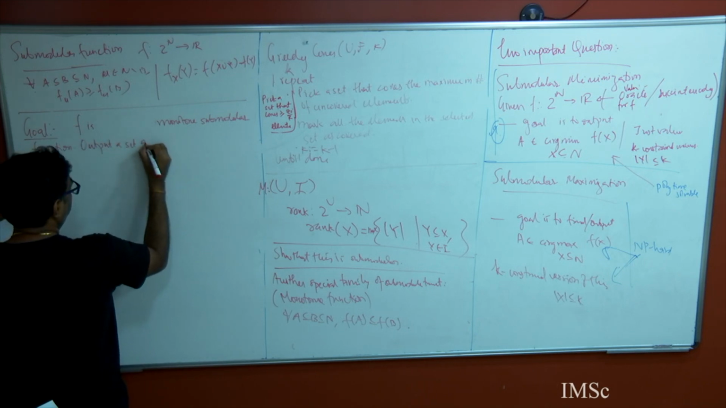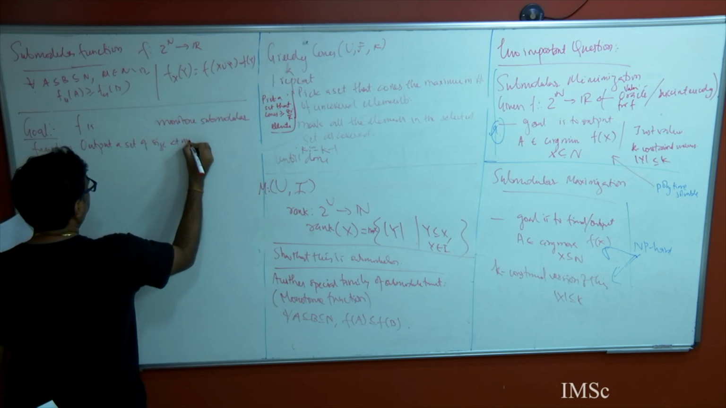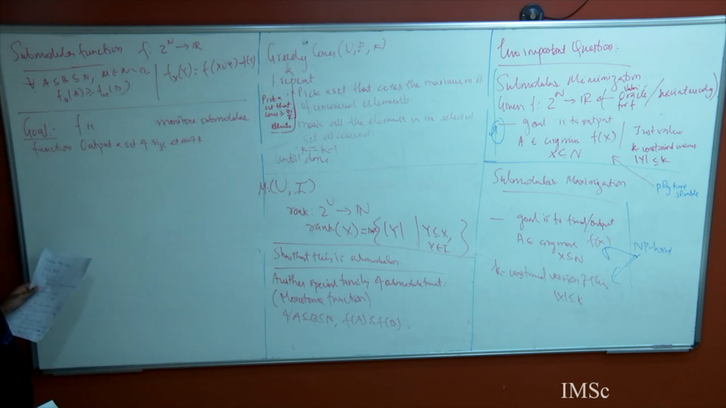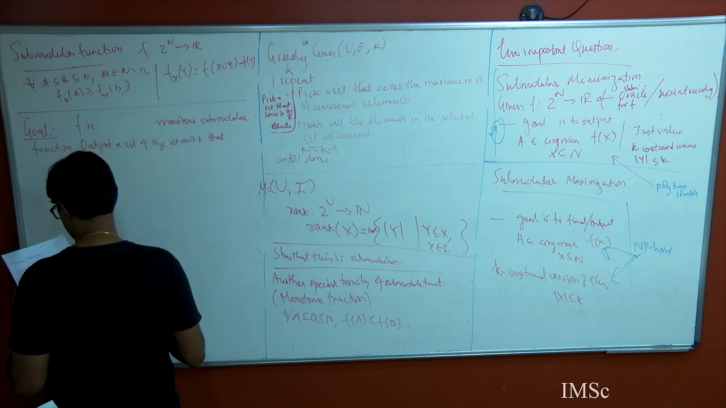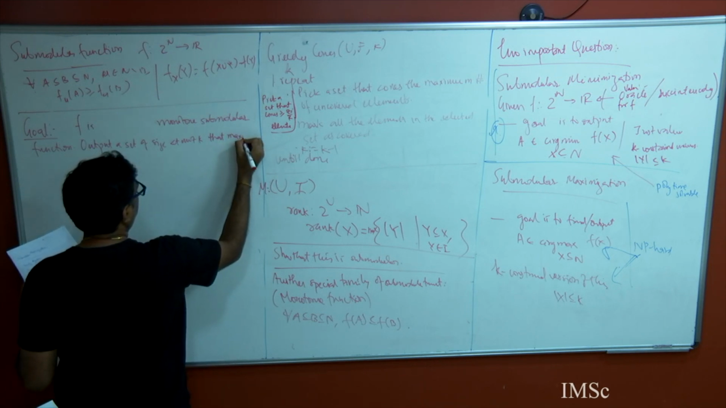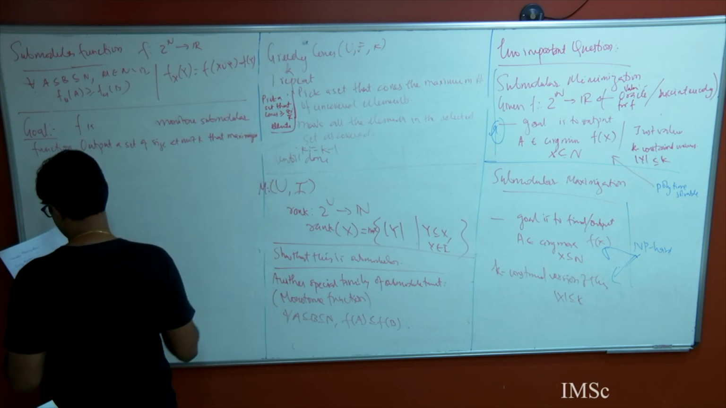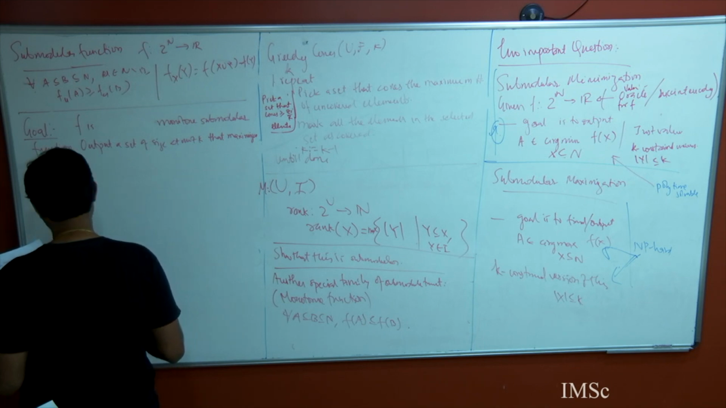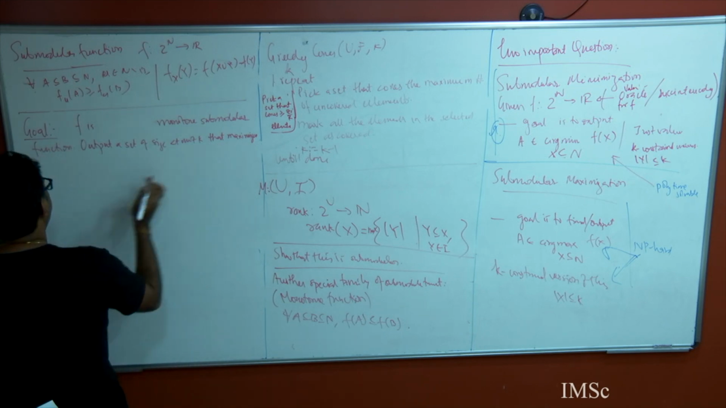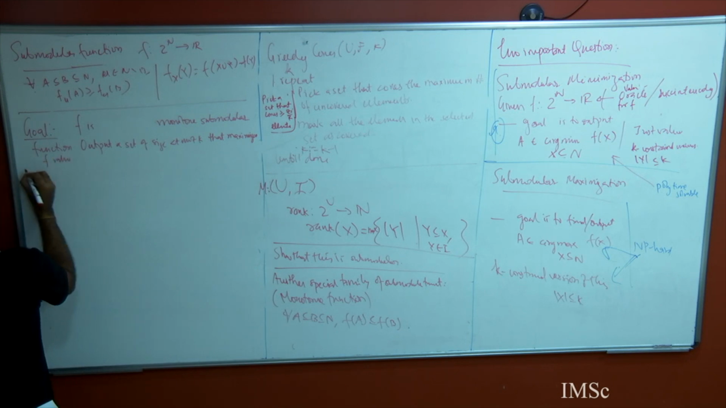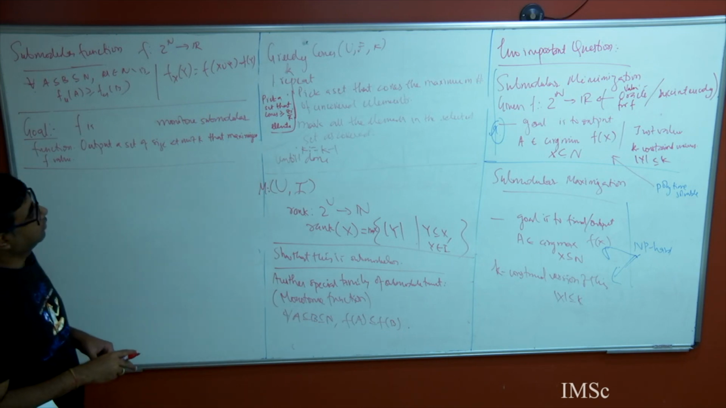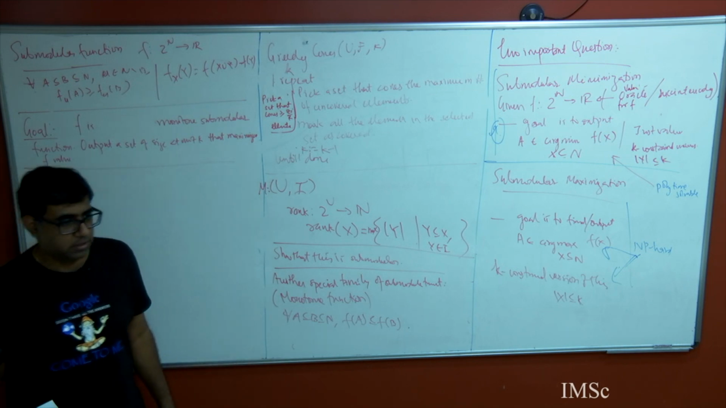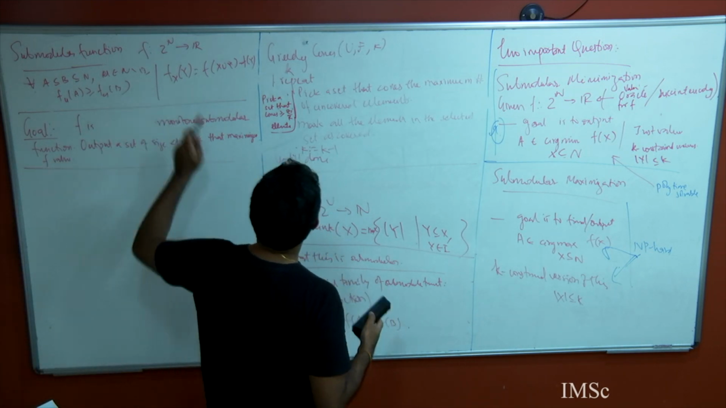Output a set of size at most k that maximizes the f value. Okay, so that's my goal. So what should be a reasonably greedy algorithm? This is where I'll try to use the utility margin idea.